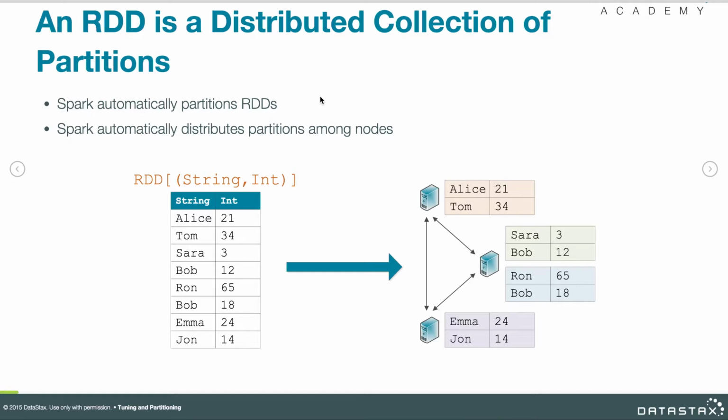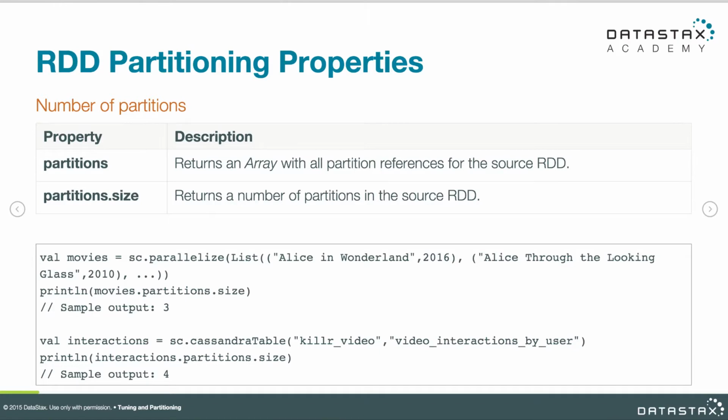You'll see Alice and Tom are on that top node, Emma and John are on that bottom node, and Sarah and Bob and Ron and other Bob are on the middle node. Now, Spark automatically does this, but we're going to look at what automatically means and what some of the rules regarding partitioning are. RDDs actually expose an API that lets you get at how they've been partitioned. There's a property called partitions, which returns an array of partition objects.